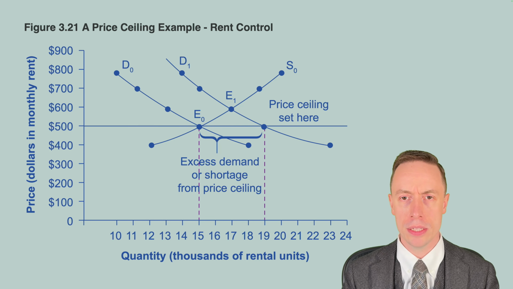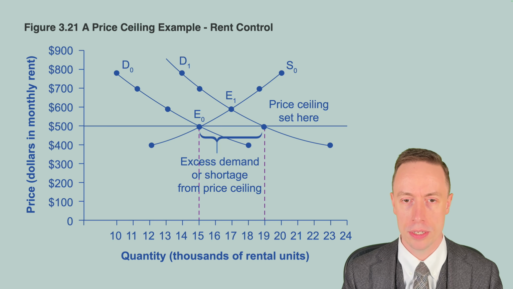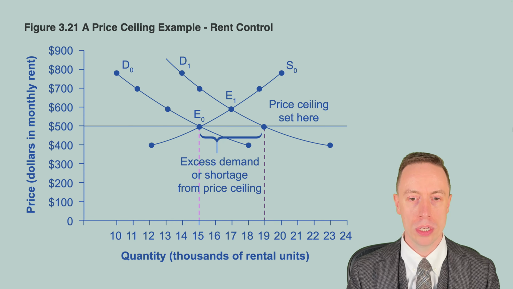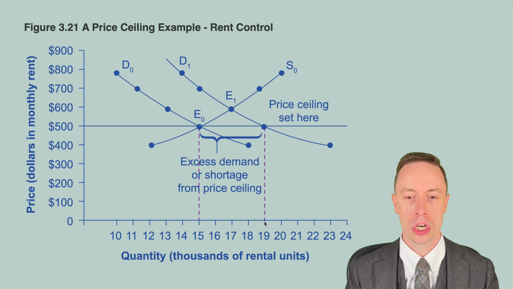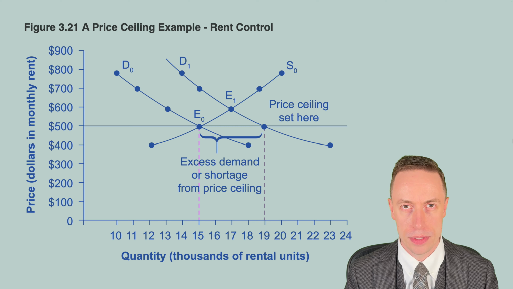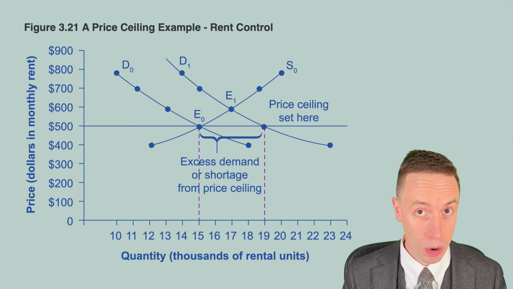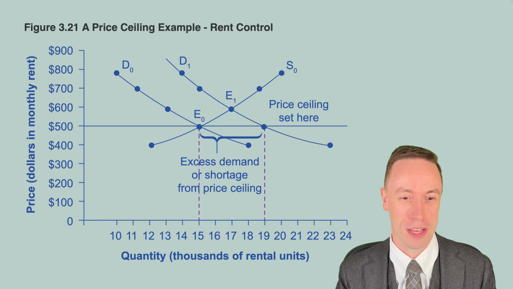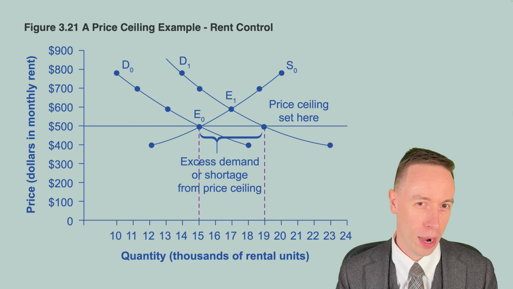So what does that mean for our market for rentals? We have 4,000 individuals that want to look for an apartment. 19,000 are looking total, 15,000 find one. We have 4,000 that cannot find an apartment. Does that mean all of our renters are in bad shape? Well, no. The ones that do have an apartment, 15,000 right here, don't see their rent go up. So they're pretty happy about that situation.